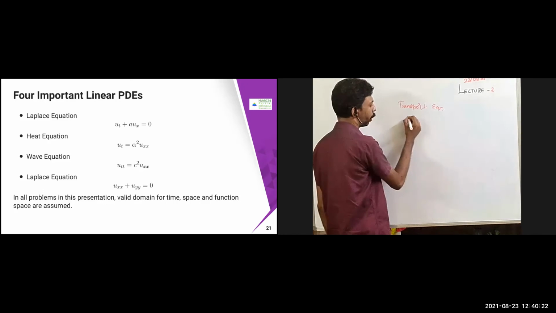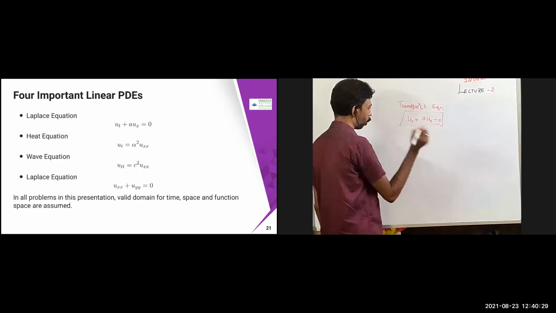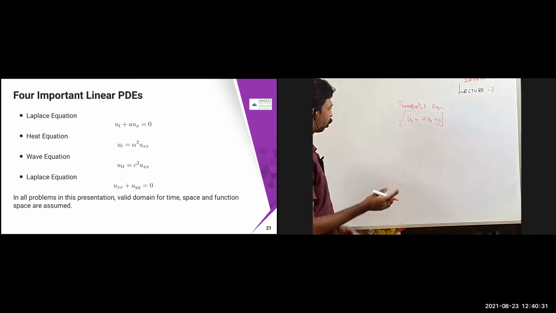It is called ut plus a into ux equal to 0. I have a story for this one, how to derive that. I will explain it in the next to next class, how to solve the problem. ut plus a ux equal to 0.